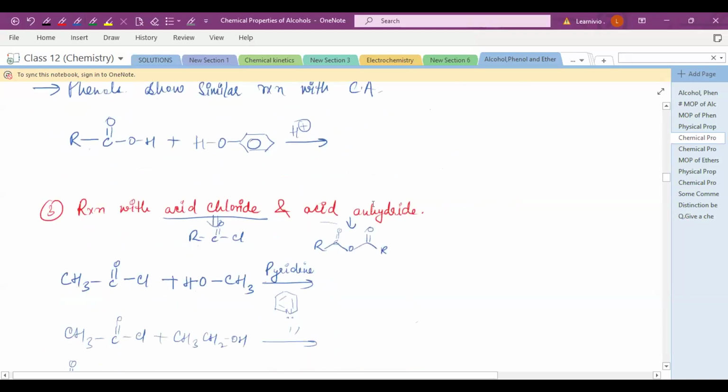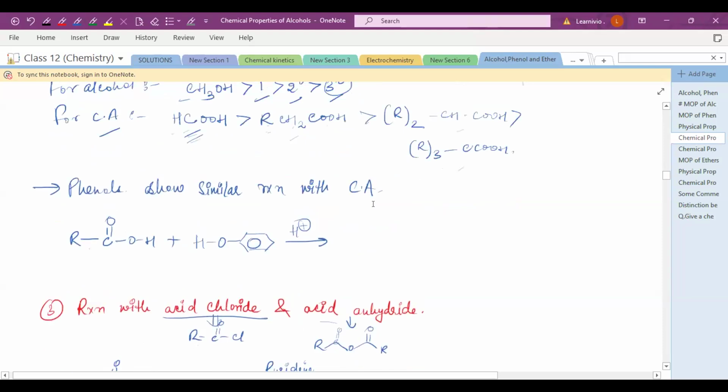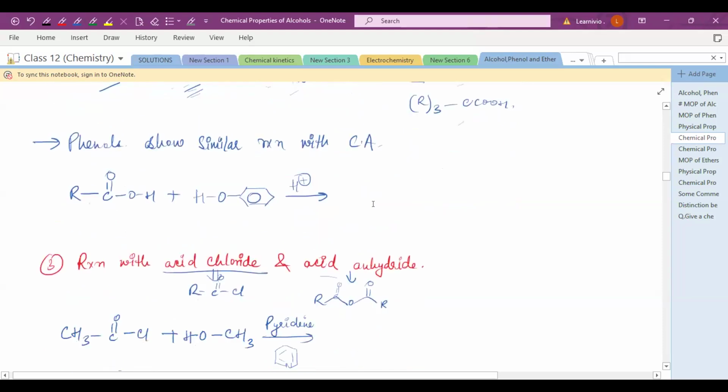Now see, phenols also show similar reaction with the carboxylic acid. Just like alcohol, phenols also show similar reaction with the carboxylic acid. So again, see, this is your phenol. When it reacts with the carboxylic acid in the presence of either dry HCl or concentrated H2SO4, again, you will follow the same mechanism.